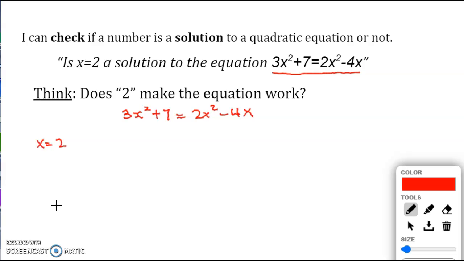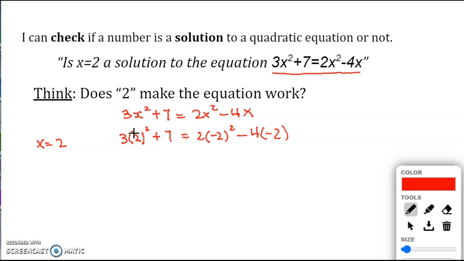That means every time I see an x, I'm going to put in 2. Okay, notice I'm using the parentheses. This is going to be especially important when you're dealing with a negative number, because that is a very common error, is losing the negative sign.